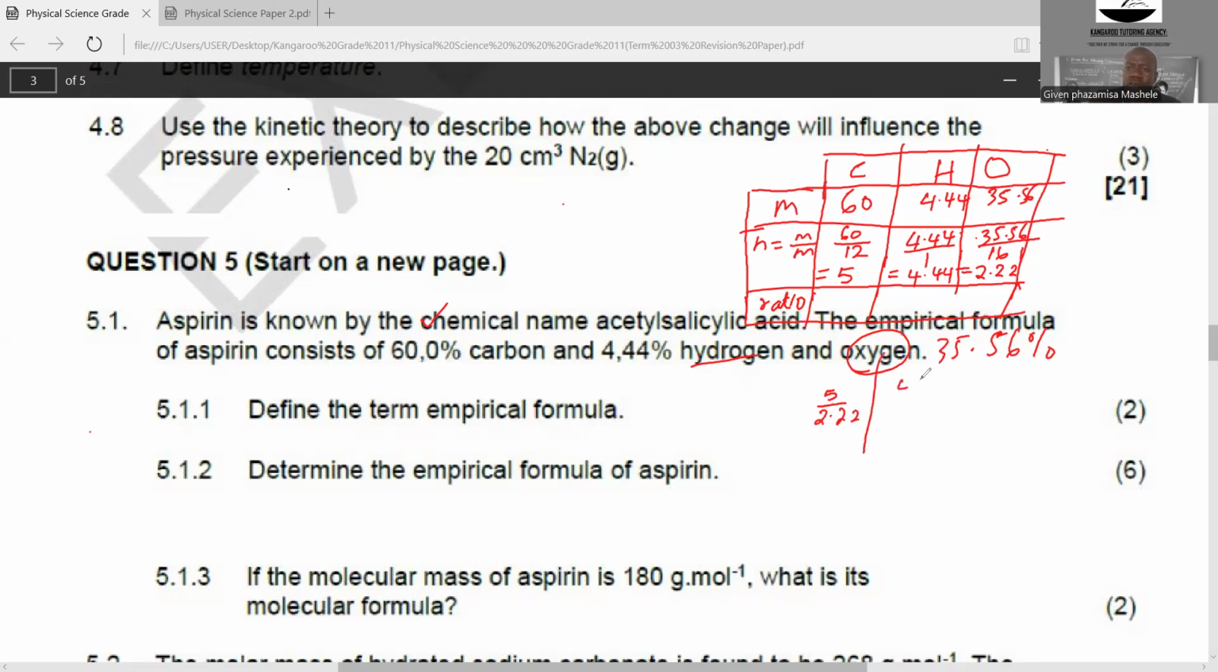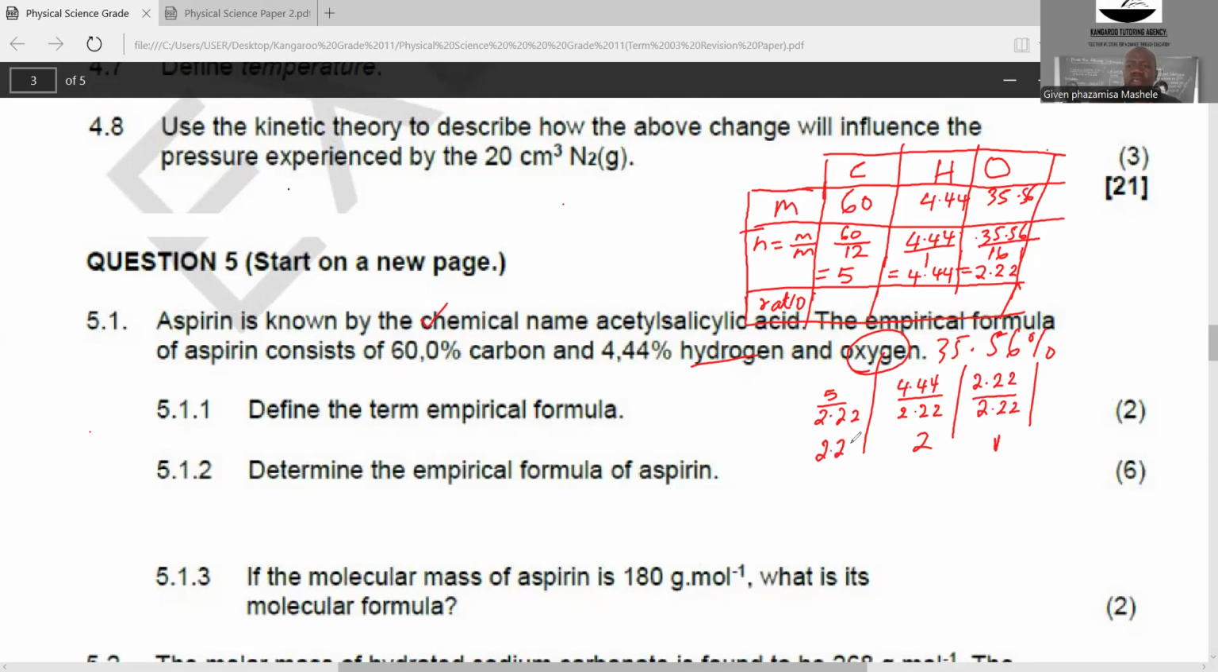Then 4.44 divided by 2.22, followed by 2.22 divided by 2.22. This one will give us a ratio of 1, and this one will give us a ratio of 2. But here, when we say 5 divided by 2.22, the value is giving us 2.25.